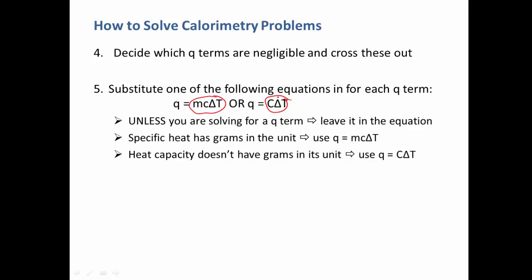Also, Q of reaction, you never substitute in. So you might want to make a note of that. You never substitute in for Q of reaction. You will either be given your Q of reaction or will be solving for it. With the other Q terms that you are going to be substituting for, which of these equations you use completely depends on the unit of either your specific heat or your heat capacity. If it has grams in it, you're going to be using MC delta T. If it does not have grams in it, you're going to be using C delta T. Now you're going to substitute in your numerical values and then solve for your missing term.